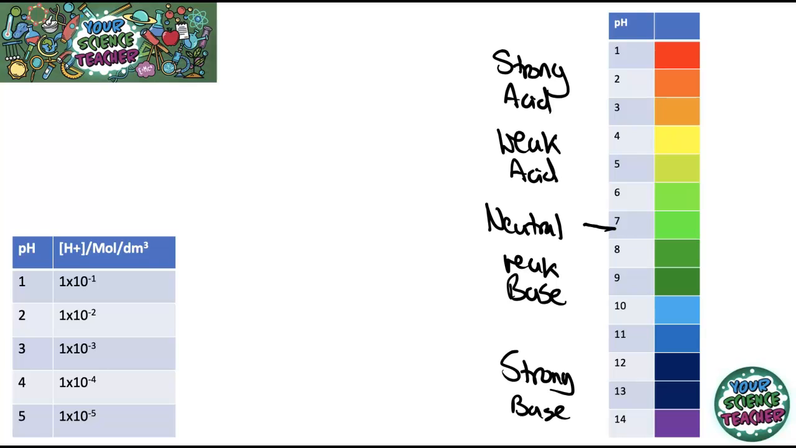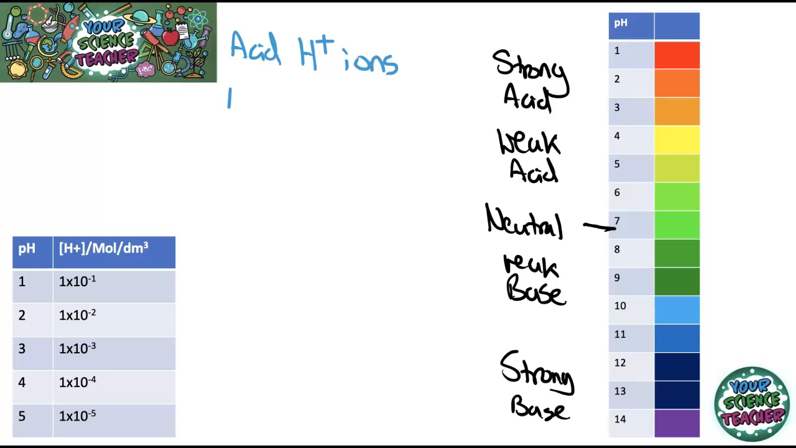Now we know what the pH scale is, we can investigate actually what an acid is. And an acid always contains the same ions. Acids contain hydrogen ions, H plus ions.